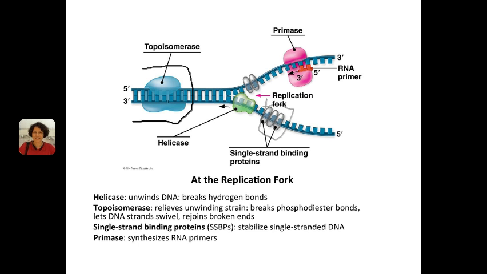Topoisomerase, this big blue one over here, is basically ahead of the replication fork in the part that is still double-stranded, cutting the two strands, allowing them to swivel and relieving the torsional tension. And then primase, this pink molecule here, a big protein, is going to lay down primers, and the primers are going to be used to then add to synthesize new DNA molecules.